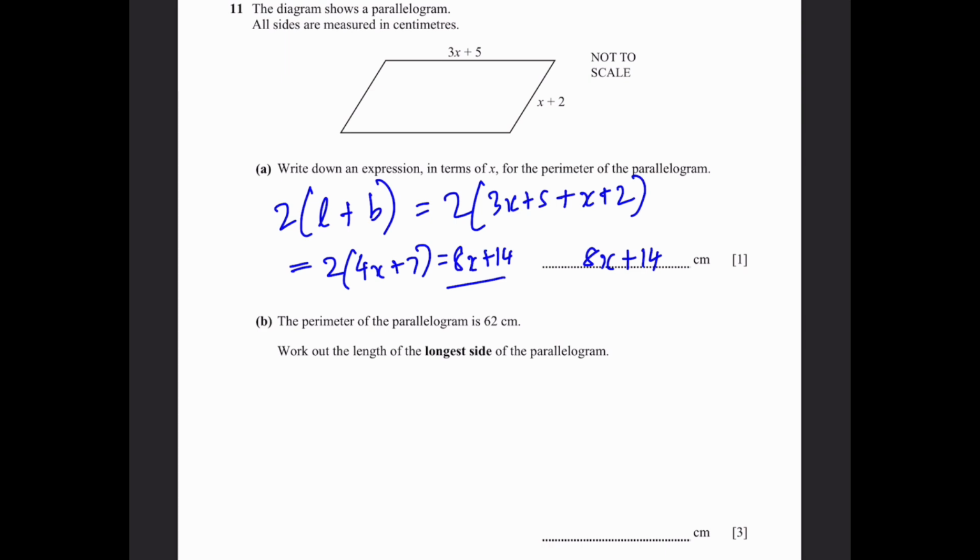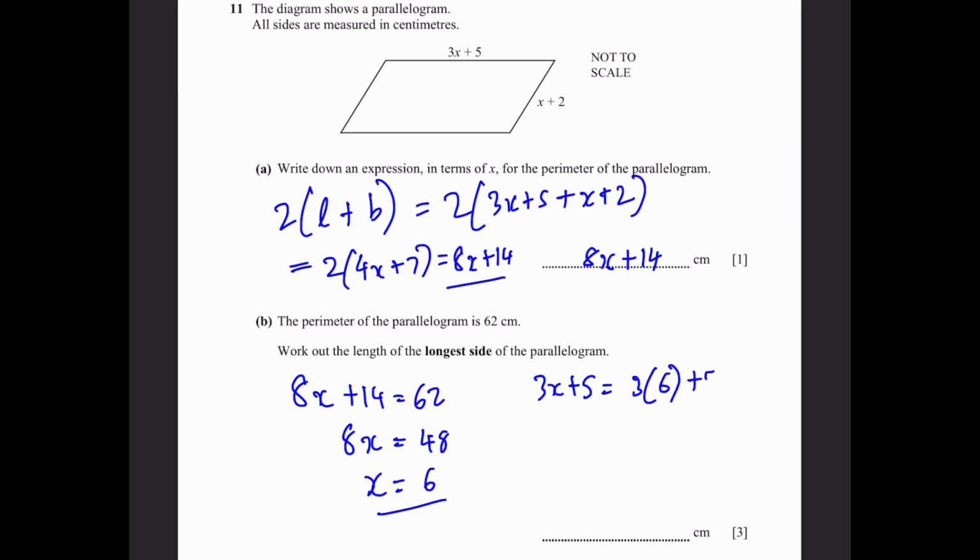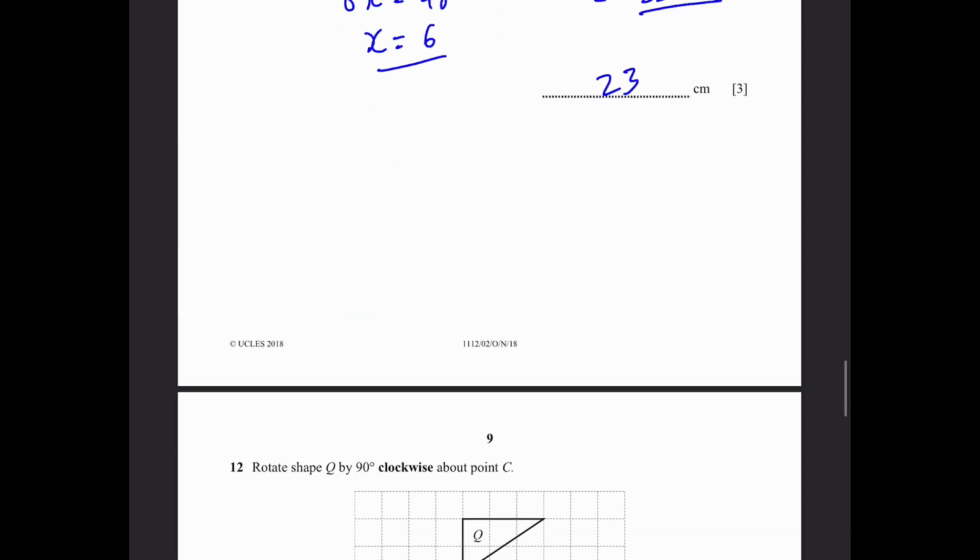B. The perimeter of the parallelogram is 62 centimeters. Work out the length of the longest side of the parallelogram. The longest side is 3x plus 5. So first we find out what x is by substituting. 62 is equal to 8x plus 14. Now 8x will be 62 minus 14, which is 48, and x is 48 by 8, which is 6. Now 3x plus 5 is equal to 3 into 6 plus 5, which is equal to 18 plus 5, 23 centimeters. That's the answer. Let's go to question 12.